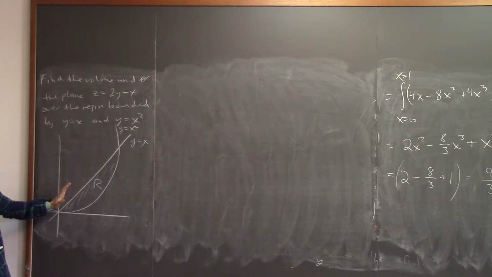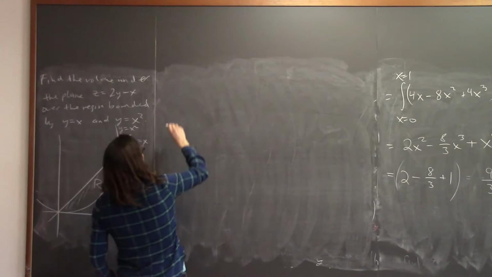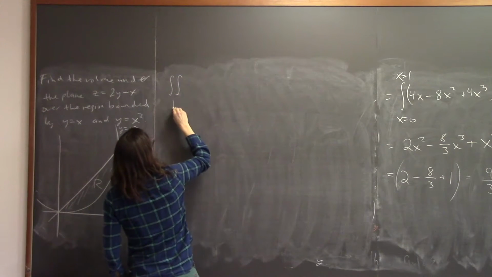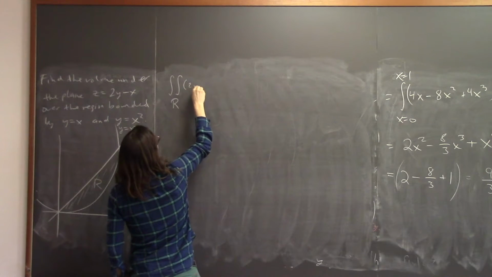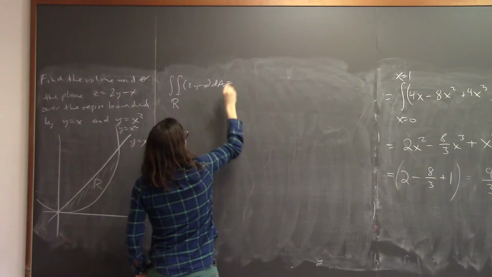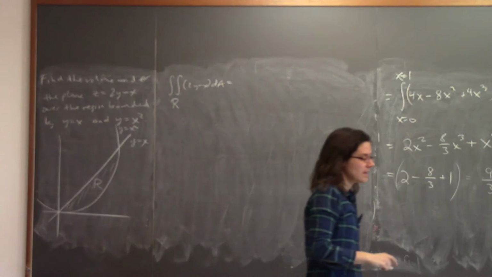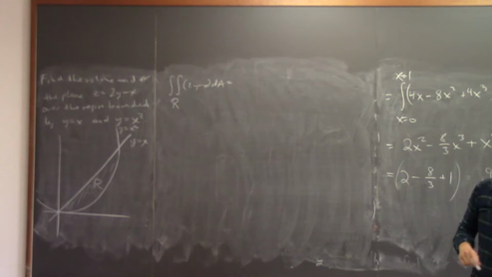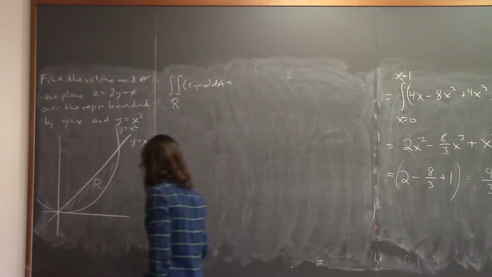Okay, so good. So I want to find the volume there. Have to set it up. Okay, so we want to find the double integral over this region of 2y minus x dA. So let's first set it up in the horizontal direction.